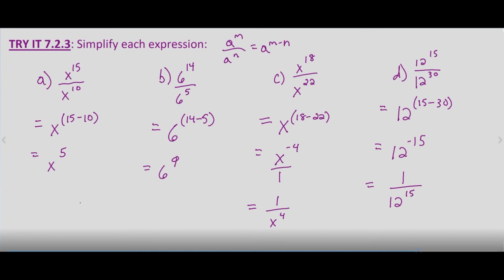So again, this is looking at the quotient property for exponents. And again, in formulaic form, it looks like this up here, and it simply means that if we're dividing two numbers that have the same base, we can subtract the exponent in the denominator from the exponent in the numerator.